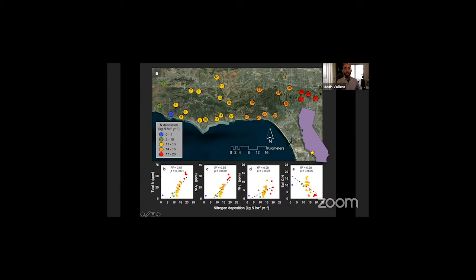So what I'm showing here is different measures of soil nitrogen. We can see that there's a strong positive correlation between that modeled nitrogen deposition and total extractable nitrogen in the soil. That's mostly due to nitrate in the soil, but also to a lesser extent ammonium. And we also saw significant declines in the carbon to nitrogen ratio. So it seems like the CMAQ model actually does a really good job, if we look at the soil nitrogen values, to understand this N gradient.